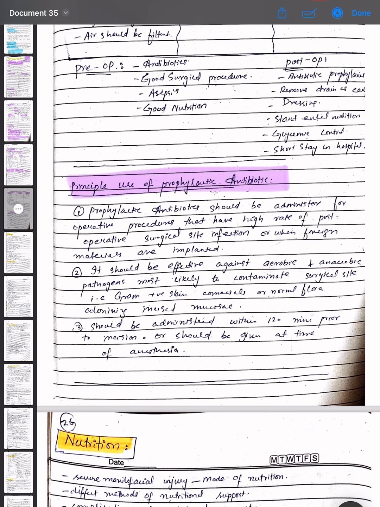Prophylactic antibiotics should be administered for operative procedures that have a high risk of post-operative surgical site infection or when foreign materials are implanted. It should be effective against aerobic and anaerobic pathogens most likely to contaminate the surgical site, that is gram-positive skin or normal flora, colonizing incised mucosa. It should be administered within 120 minutes prior to incision or given at the time of anesthesia.